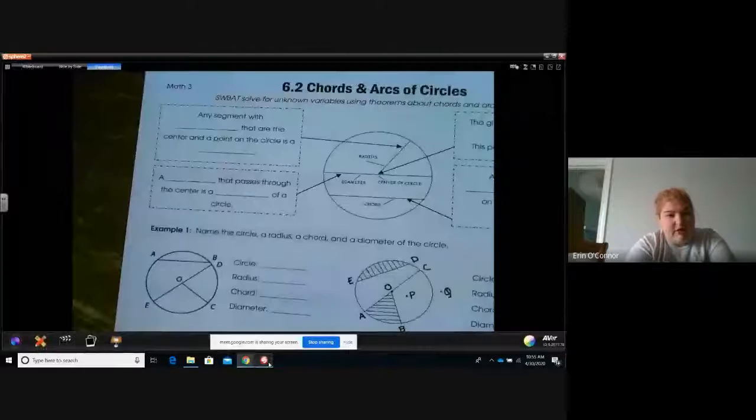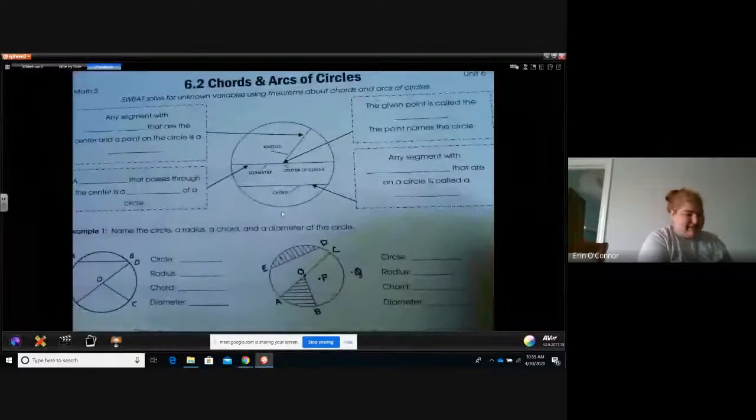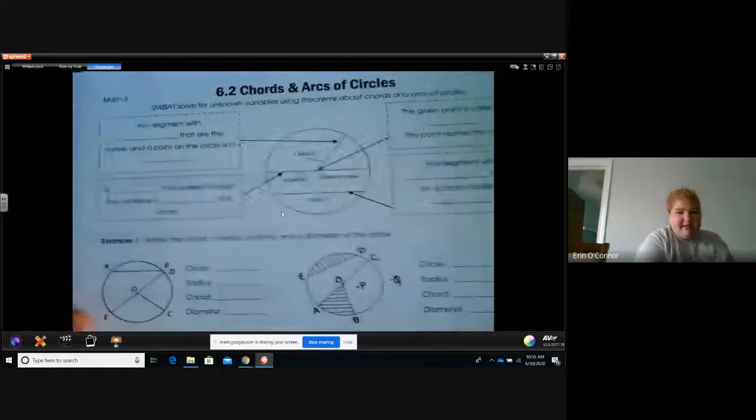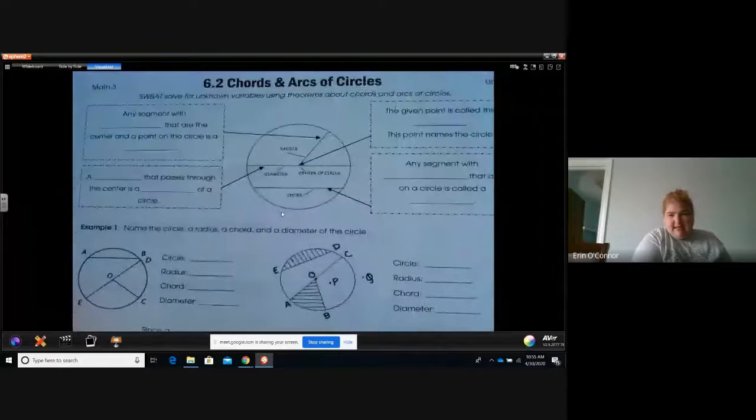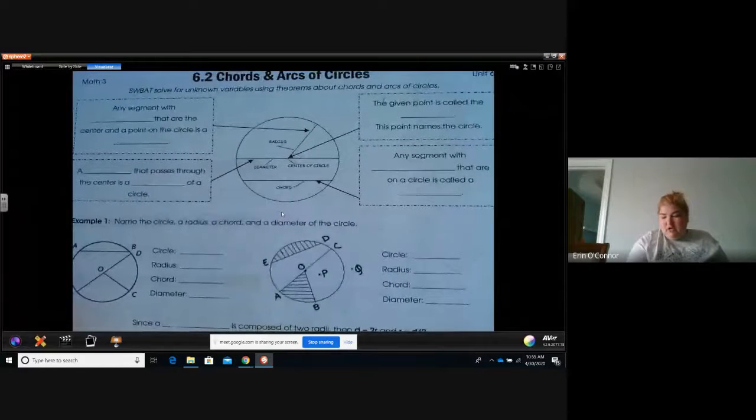Hello, everyone. So today we're going to continue our work with circles, but we're going to specifically look at chords and arcs of circles. So we're going to do a little bit of vocab first so that we have an understanding of what these words mean. And then we are going to get into it. Again, it's going to be a pretty quick day today, looking at the activities, and you'll be all good.